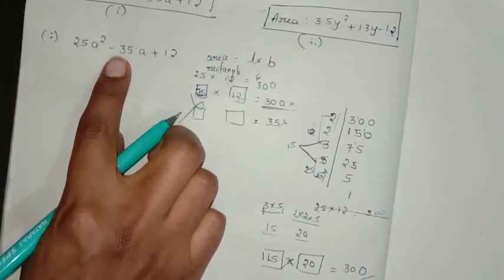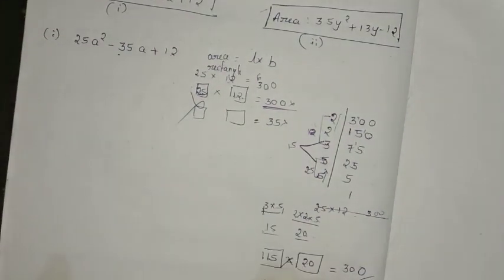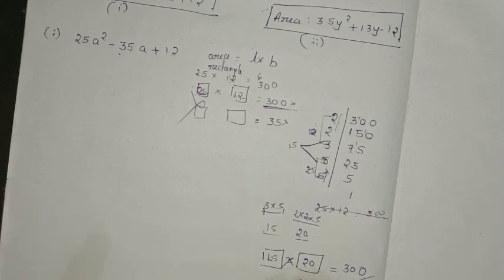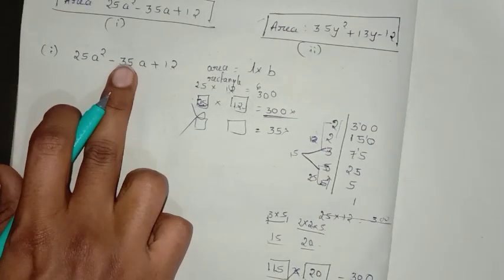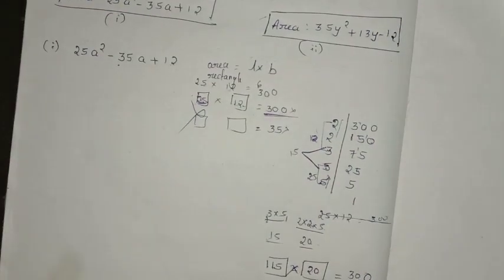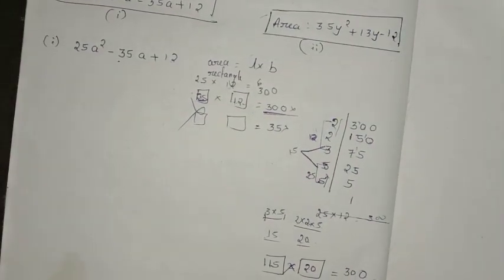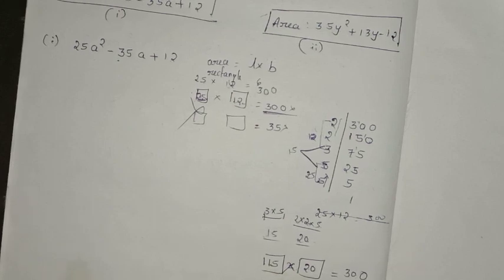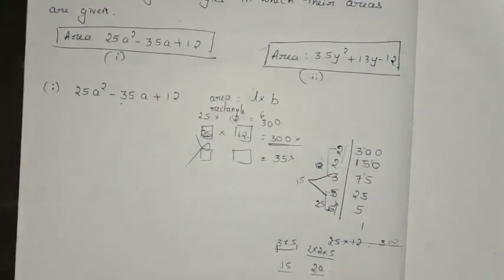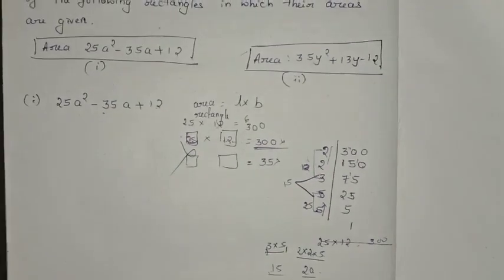Is it possible to get the 35? Then check. So 15 and 20. If you take minus and minus, the bigger number you should take with minus because it is minus 35. So the bigger number is 20. So we can get minus 35 if you add these two terms. That means our factorization terms are minus 15 and minus 20.